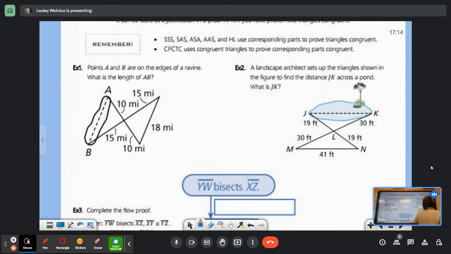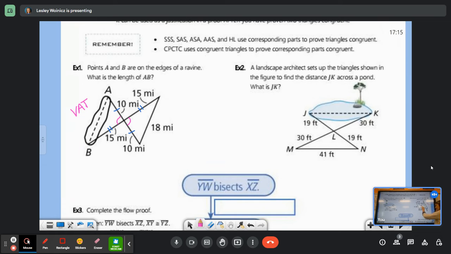Okay, so it says that points A and B are on the edges of a ravine. So you can't just walk from A to B with a measuring tape and measure the distance because it's off a cliff. So that's the premise of this one. All right, well, we have some information. We know that 15 miles is congruent to 15 miles, and we know that 10 miles is congruent to 10 miles. We also have, by the vertical angles theorem, that this angle is congruent to that one. Thank you, VAT, vertical angles theorem.